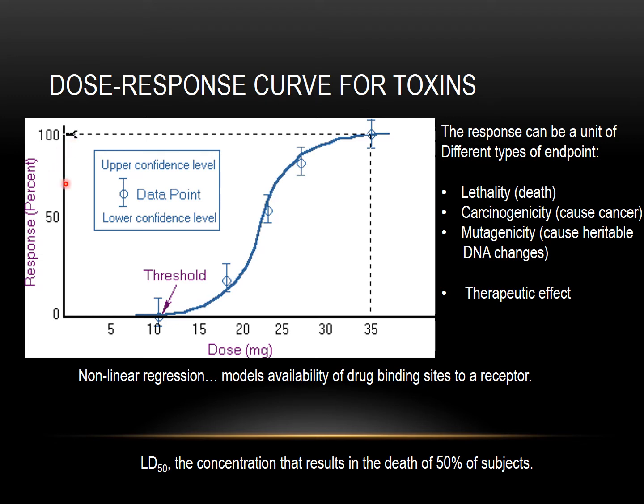And that response could vary based on our question, but it might be lethality. In toxicology, we're interested in what concentrations become toxic in organisms. We could be looking at carcinogenicity, or the tendency to cause cancer in cells, or the tendency to cause heritable DNA changes, or mutagenicity. Or if we were looking at therapeutic drugs, we might be looking at reduction of symptoms, right?